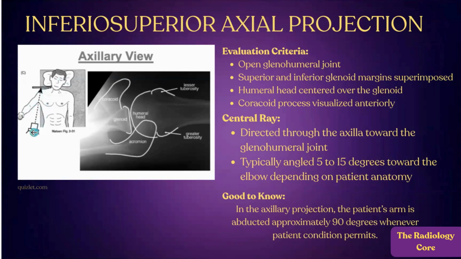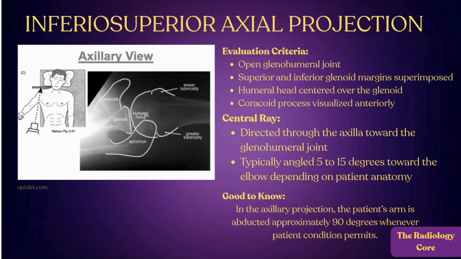And then you're going to center the CR into the glenohumeral joint space. And then again, just make sure this is elevated. You can prop that up a little bit to make sure that the anatomy is in the center of the image receptor. When doing so, you'll see the coracoid sitting anteriorly. And then you'll have the open glenohumeral joint space. Both the superior and inferior glenoid margins will be superimposed. And then the humeral head is centered over the glenoid.